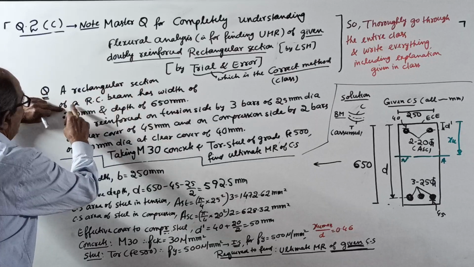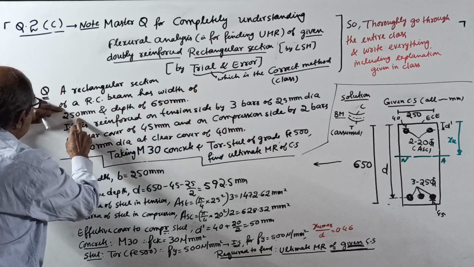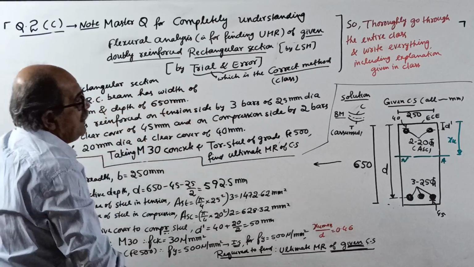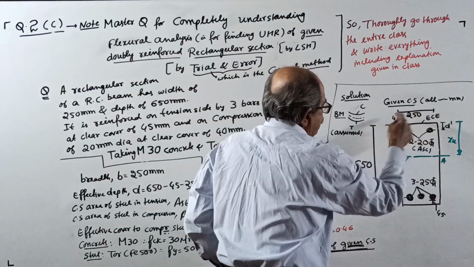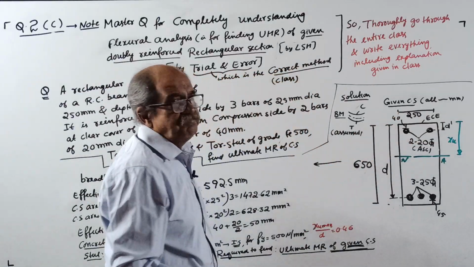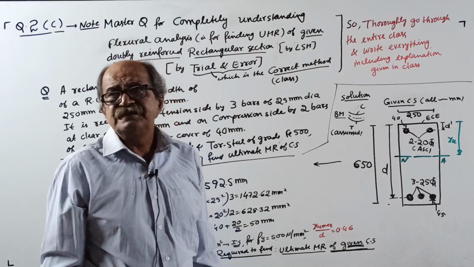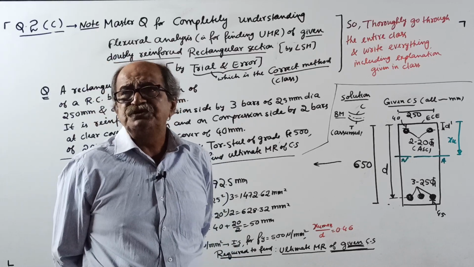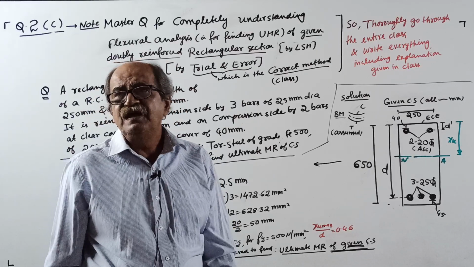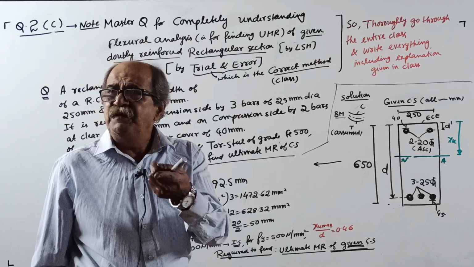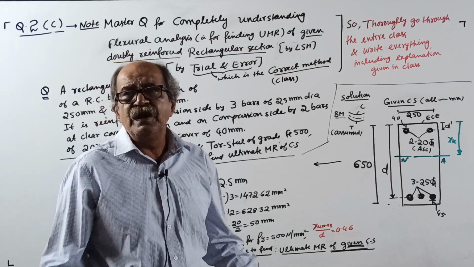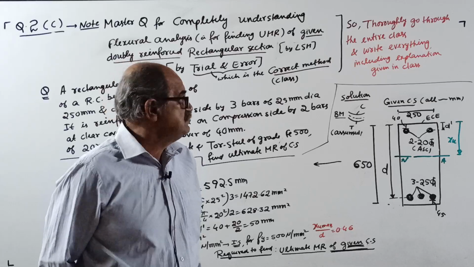First question. Usually I dictate, this time I wrote it here. Rectangular section of an RC beam has a width of 250 mm and depth of 650 mm. Width 250, overall depth 650. Depth means always overall depth. Sometimes they give depth to the center of the tension steel, which means they are giving effective depth; they will tell at that time. If it is not given, depth means overall depth.